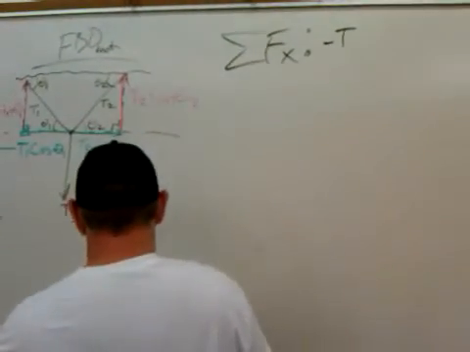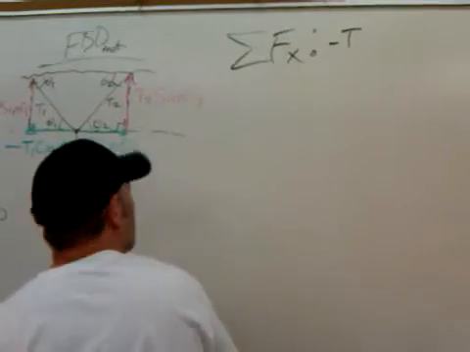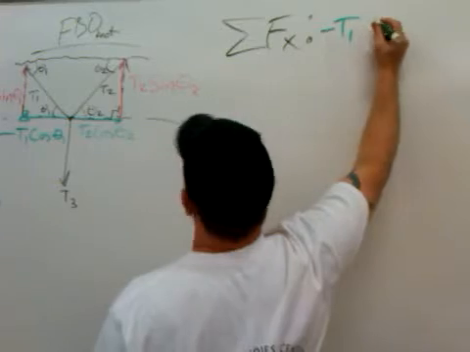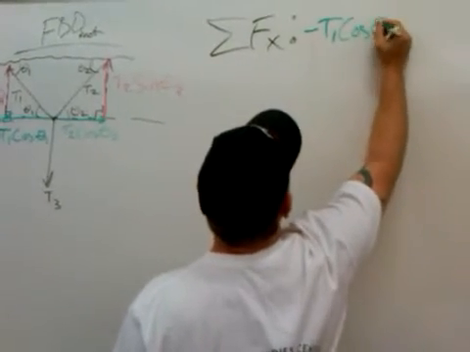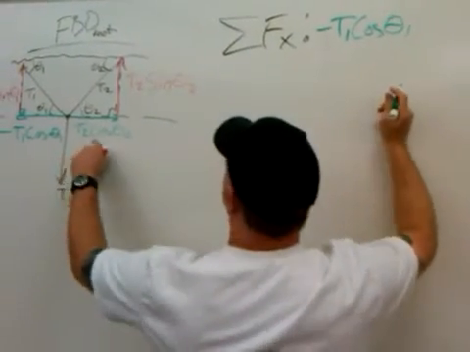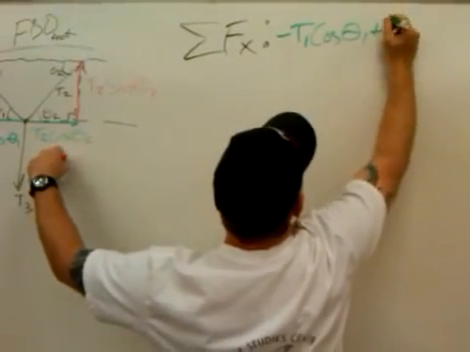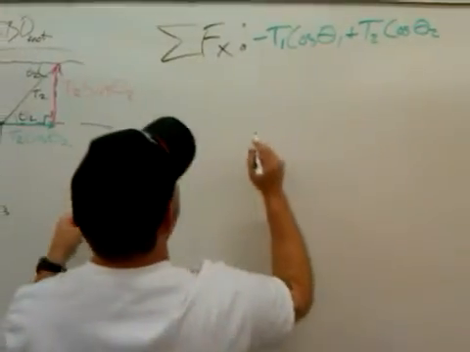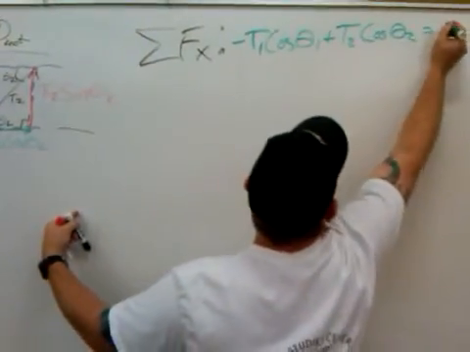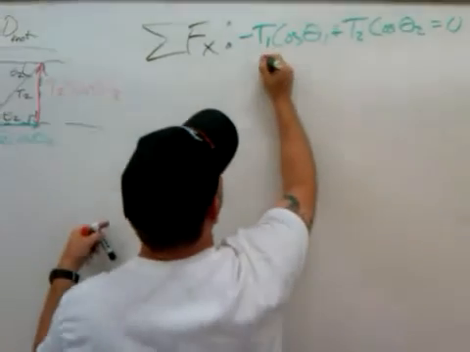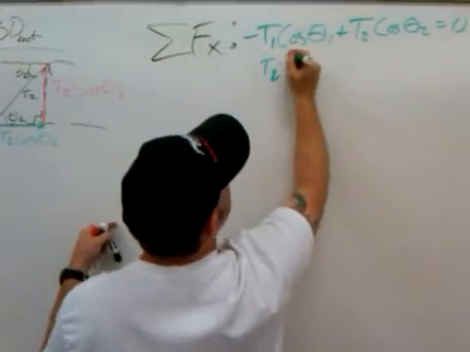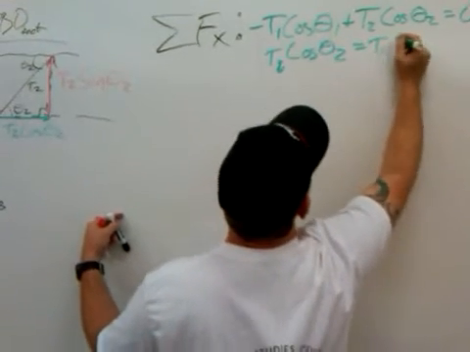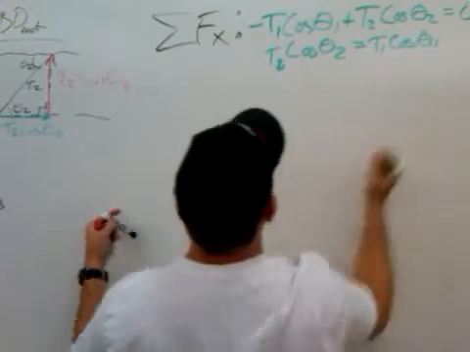Actually, let me write that in the same color it was in. I'm going to say negative T1 cosine theta 1 is going to get added, because this is positive, to T2 cosine theta 2. Okay? This is going to equal 0 because we're in equilibrium. Therefore, T2 cosine theta 2 equals T1 cosine theta 1.